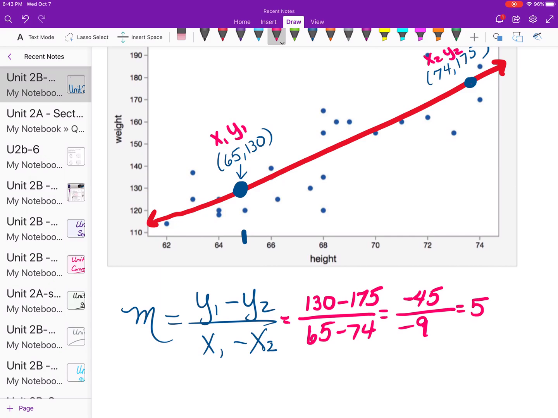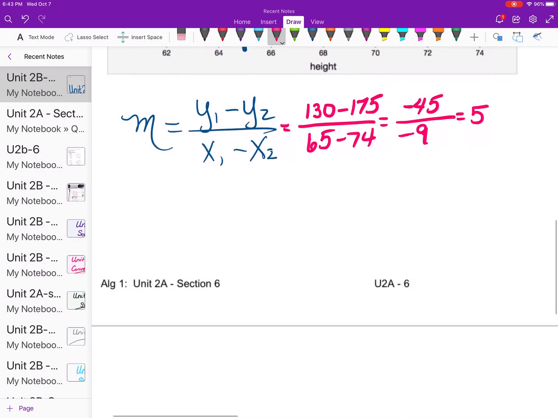First of all, I was looking for a positive. If I accidentally got a negative, I knew I did something wrong. This is a positive slope line. This is a positive correlation. So we have our slope, and then the final step is to use that formula. y minus y1 equals m times x minus x1. This is the point slope form of the equation of a line.